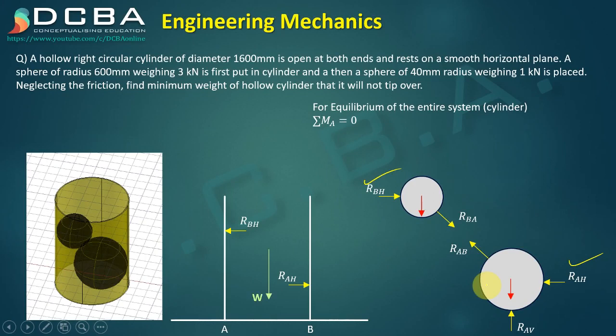Now we have solved this kind of numerical before also. The top sphere, this we can find using Lami's theorem. But in this numerical, we are going to use a little bit different approach, a different approach of finding the reactions basically. So let us see what we have to do.